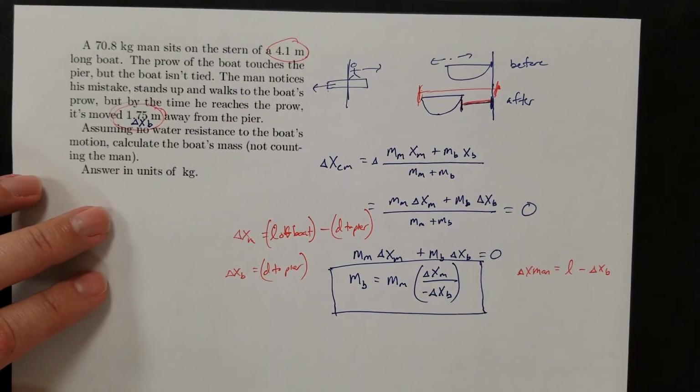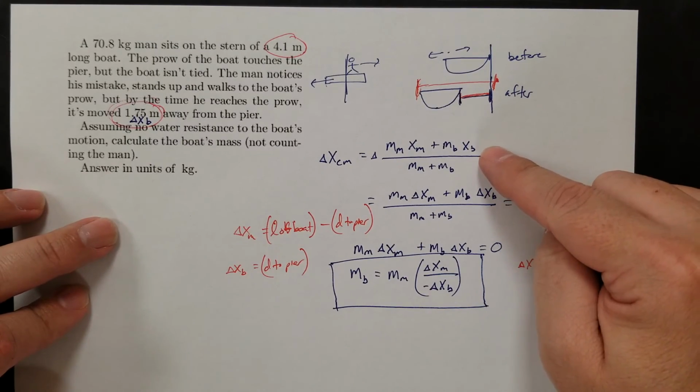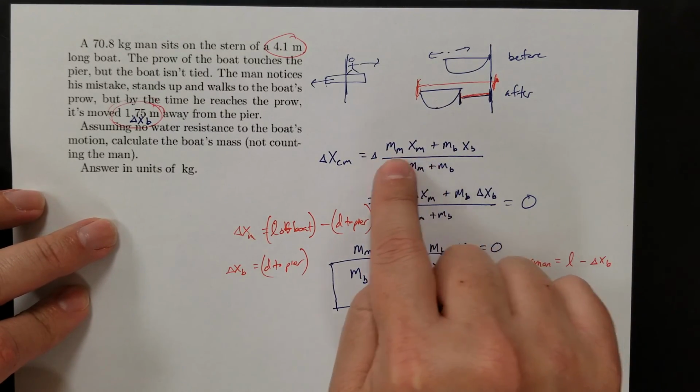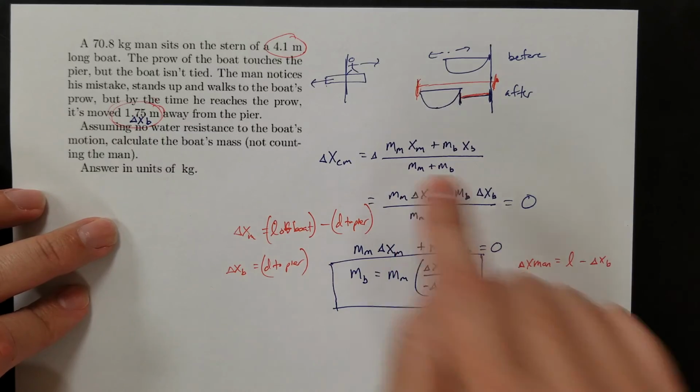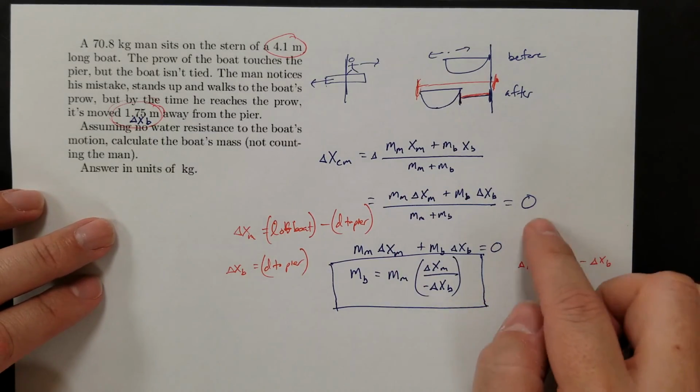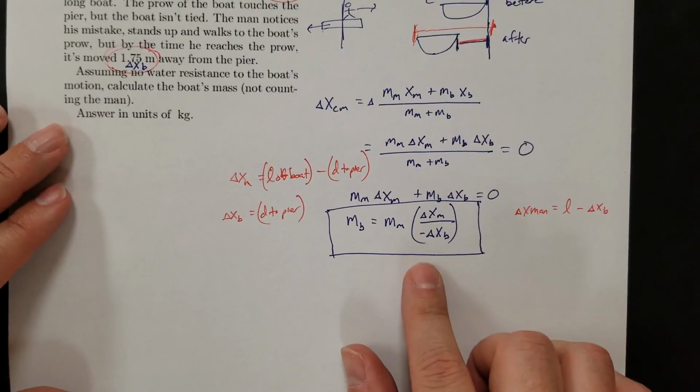Right? So again, just a center of mass problem. Same thing. You multiply each mass by how far it went, and then divide it by the sum of the masses. But in this case, we had to set it equal to 0 because they're moving, right? And we're just solving that.